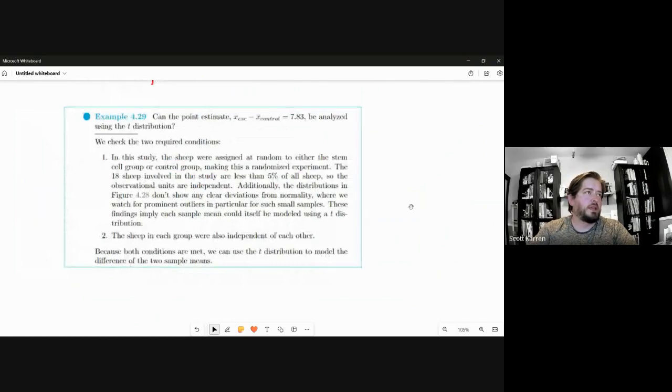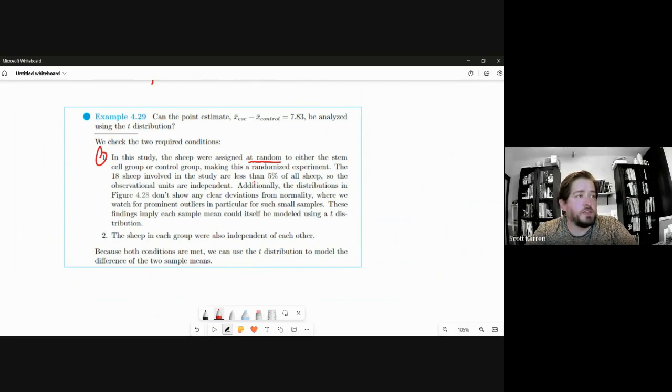All right. Can the point estimate, which was given to us above, 7.83, be analyzed using the t-distribution? So there's the two criteria that were above. Number one says in the study, they were assigned at random. That's the important part, to either the stem cell group or the control group. That makes this a randomized experiment. The 18 sheep involved in the study are less than 5% of all sheep, probably. I think I've seen more than that many sheep in my life, probably true. So the observation units are certainly independent.